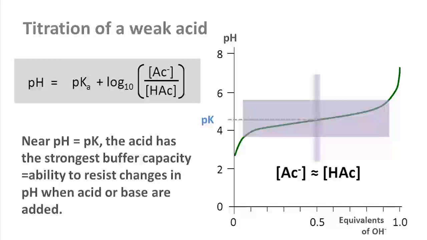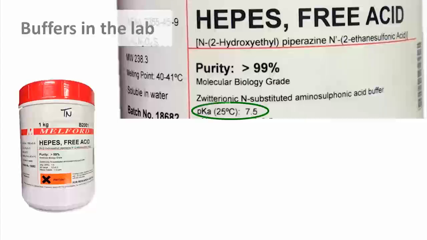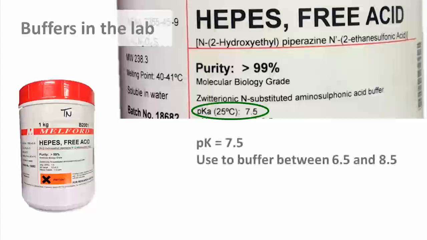The issue of buffer capacity is one that is very important in the biochemical lab. Bottles with buffer chemicals will sometimes say on the label what the pK is. And that means it can be used if you want to buffer, that is, stabilize the pH of a solution in your experiment at a pH no more than 1 pH unit above or below the pK. Here, for example, you can use this buffer for pH values between 6.5 and 8.5.